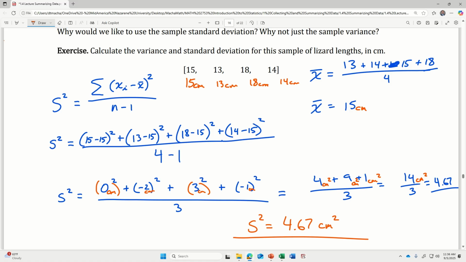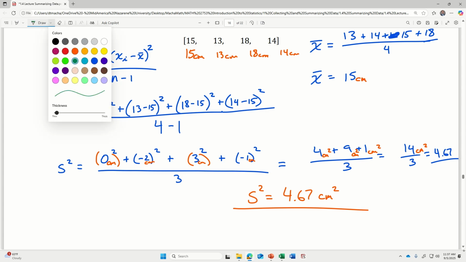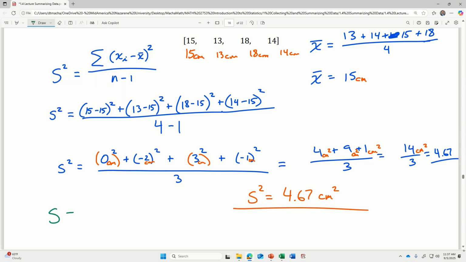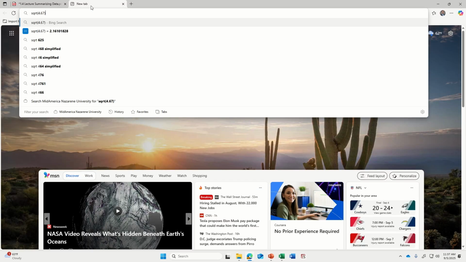Doesn't make sense. So why do we do the sample standard deviation? The answer is, I want a sample standard deviation that has the same units as my original data set. I want to have units of length, not units of area. And so I need to know what is the square root of 4.67, and it's like 2.16.